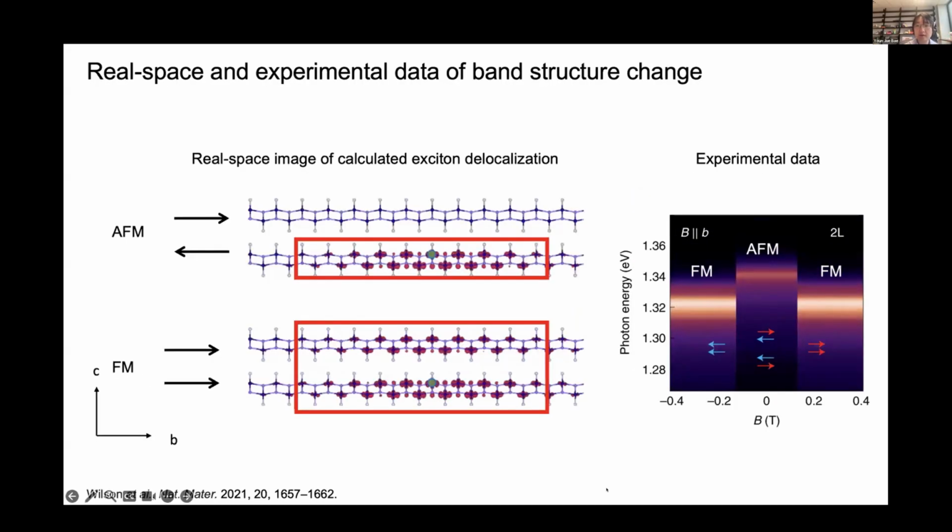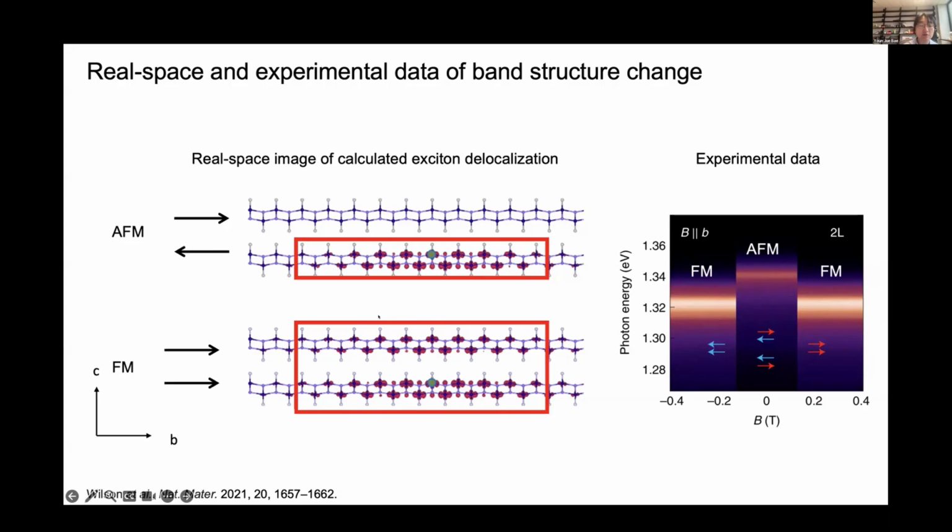And the reason why we would see this lowering of the exciton energy, in a real space picture, you can visualize that in the antiferromagnetic state, the electron and hole are spin forbidden to hop to the next layer. But when we have a ferromagnetic state, the electron density and the hole, though we fix it here, can essentially tunnel to the next layer.